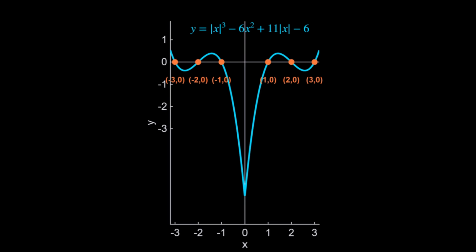If you plot this function, you'll see the curve dip down, cross the x-axis at negative 3, come up and cross again at negative 2 and negative 1, mirror that behavior on the right, and then cross again at 1, 2, and 3. So the graph perfectly confirms our algebra. Six intersection points at negative 3, negative 2, negative 1, 1, 2, and 3.